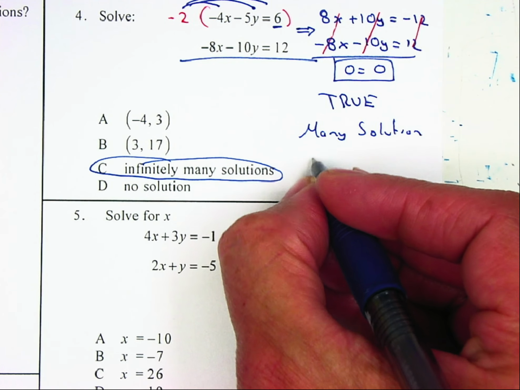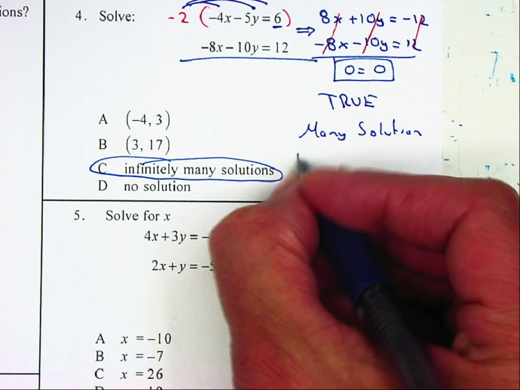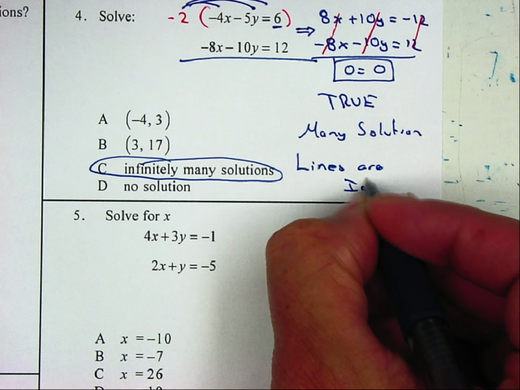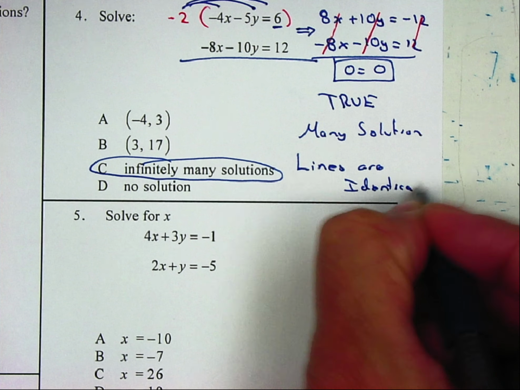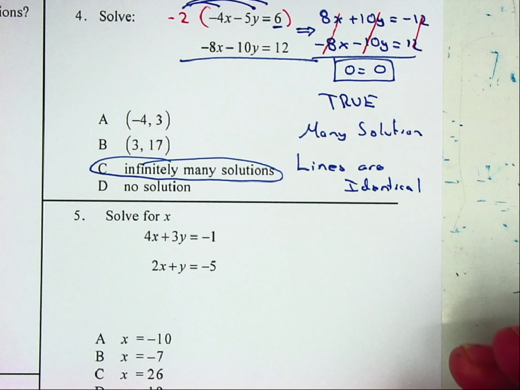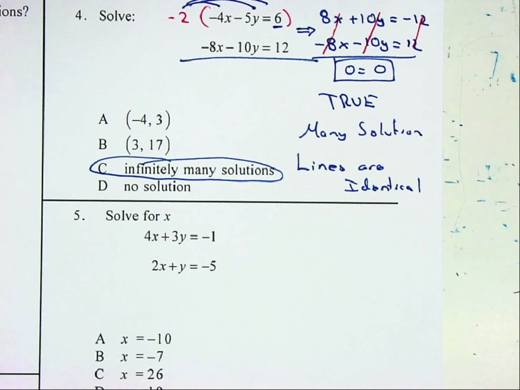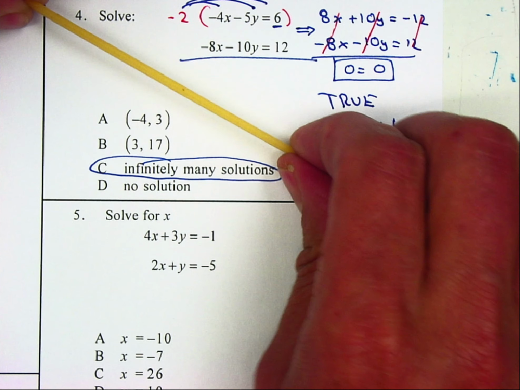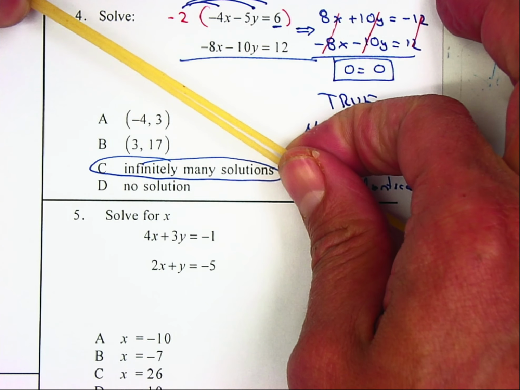Sometimes you'll find out that they'll say that the lines are identical, because they happen to be the same line. Basically, you have one line on top of the other. And that's why you have many solutions. Solutions are throughout.